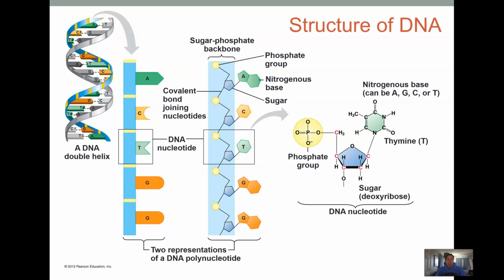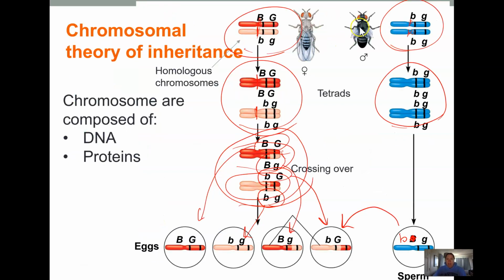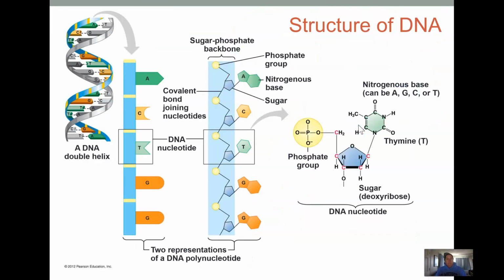We know that DNA has to somehow code for a black-bodied fly versus a gray-bodied fly. We know that somewhere in the DNA is a code that will tell this particular offspring to have normal wings and this particular offspring to have vestigial wings. So we want to drill all the way down to the actual structure of DNA and try to figure out if we can see how that code is formed.